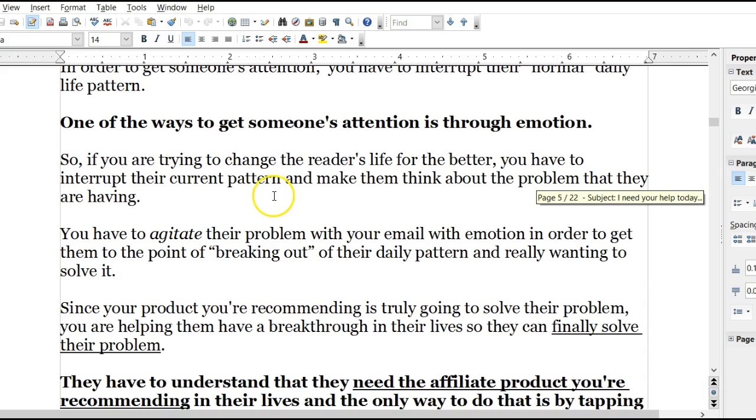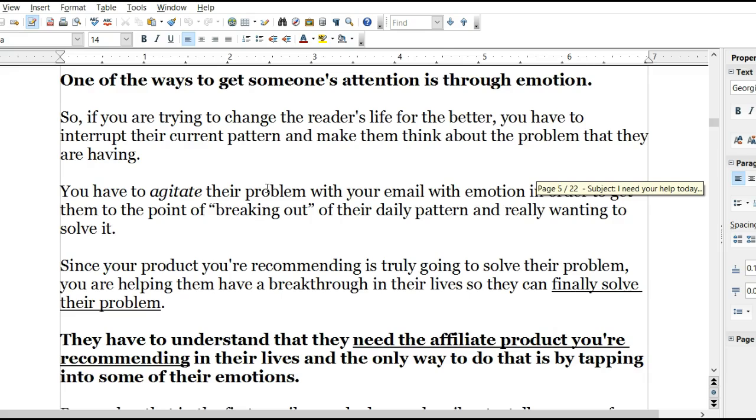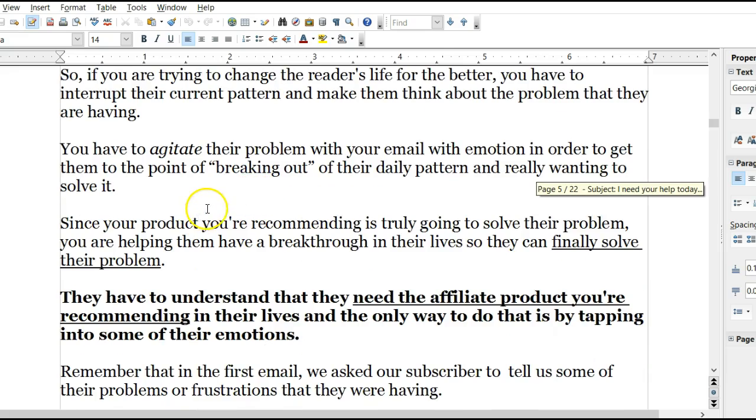You have to somewhat agitate their problem with your email, with emotion, in order to get them to the breaking point of their daily pattern and really wanting to solve it. And so you're using this in a good way. Okay, you're not trying to agitate them to aggravate them. You're trying to get them to the point where they have to admit, yes, this is a problem. And since the product that you're recommending is truly going to solve their problem, you are helping them have a breakthrough in their lives so they can finally solve their problem.